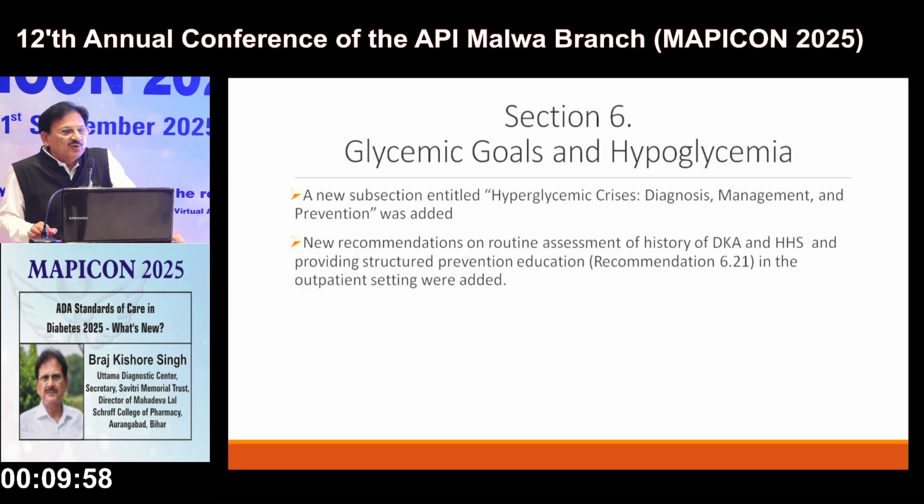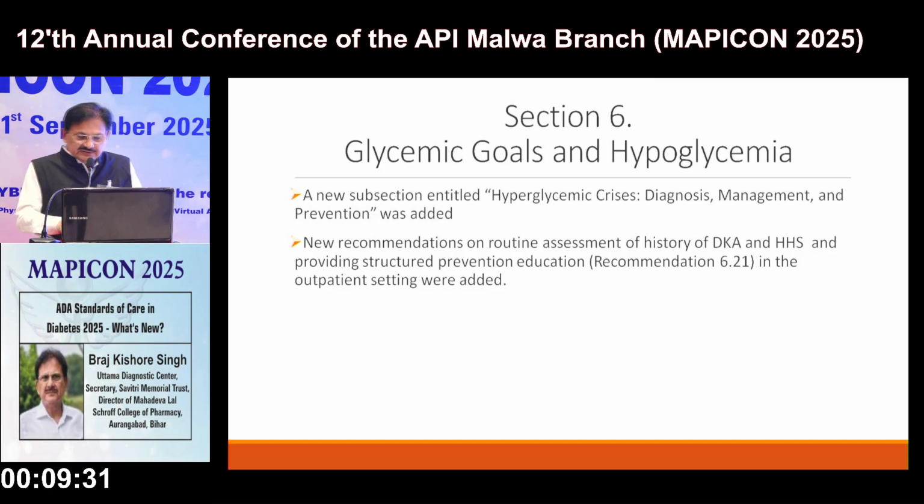In glycemic goals, the new subsection on hyperglycemic crisis, diagnosis, management and prevention was added. There is a routine assessment of history of DKA and HHS, and structured prevention education should be provided in the outpatient setting. Means DKA and HHS, which had been incorporated only for in-hospital patients, should be screened or structured in outpatient settings.